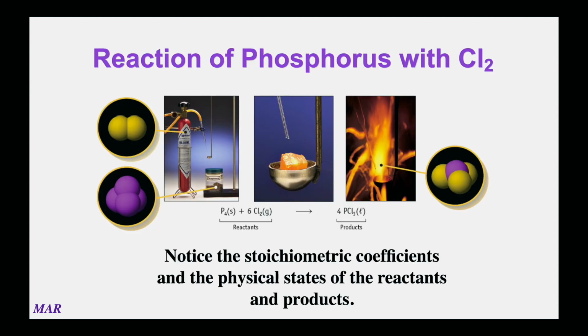This is a reaction between phosphorus and chlorine to make phosphorus trichloride. Now, phosphorus is what they call a tetramer. It's P4 in its normal state, and you can see it's a solid.